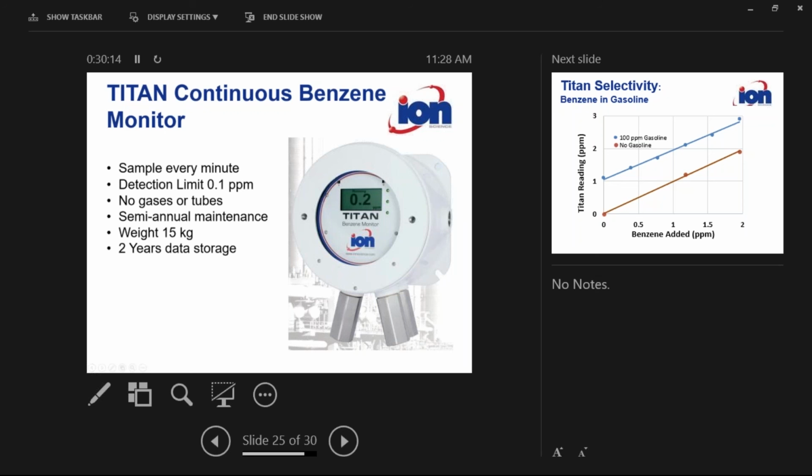and semi-annual maintenance is what's required. So it's not a lot of maintenance. Not like you're going in there every day or every week to calibrate. You don't want to carry this around. It's pretty heavy at about 35 pounds, and it's got data storage for 2 years. Can sample remotely if needed.